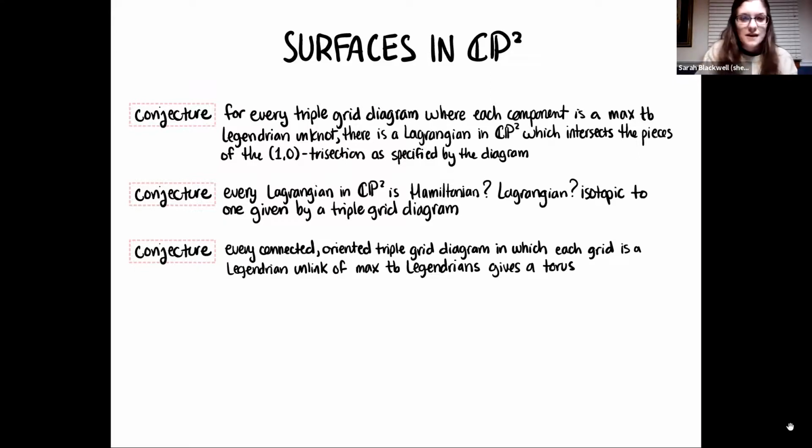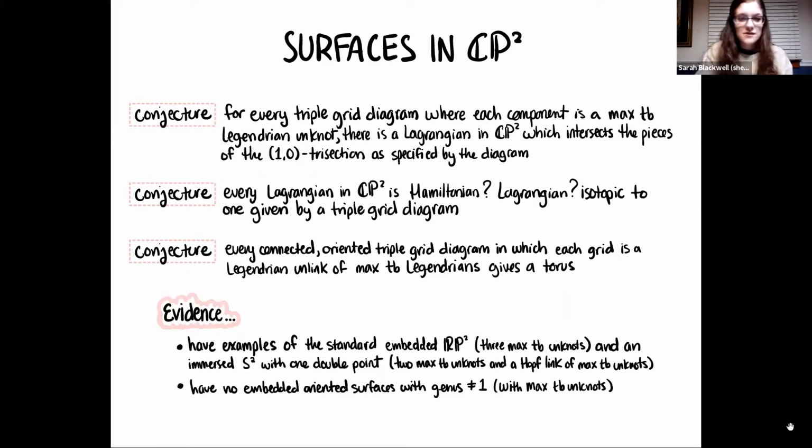And I realized I forgot to say earlier that there is a way of orienting these grid diagrams, and that tells you whether the surface you get is oriented or orientable or non-orientable. So that's what oriented means here. And the reason you would expect this conjecture to be true is that the only oriented embedded Lagrangian in CP2 is a torus. And so I have some evidence towards these conjectures.